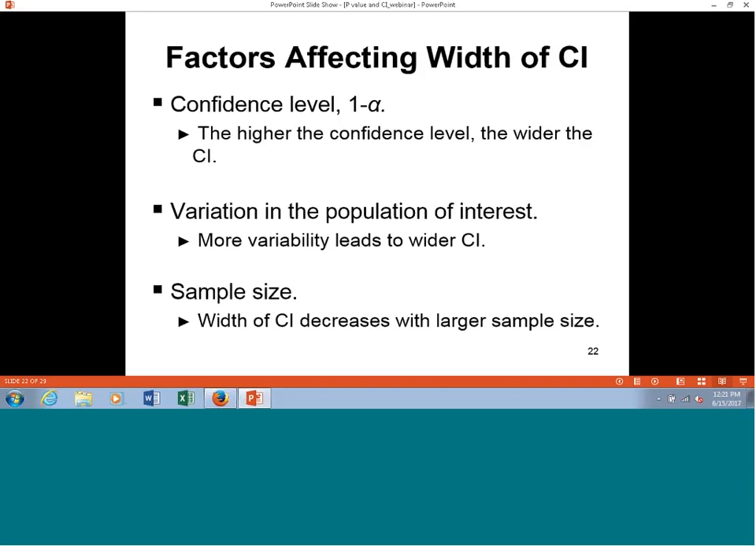The width of confidence interval depends on the variation in the population of interest. More variabilities leads to wider confidence interval. Sample size also affects the precision. The width of confidence interval decreases with larger sample size.